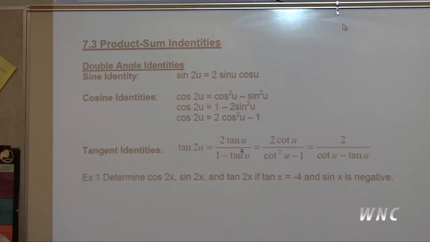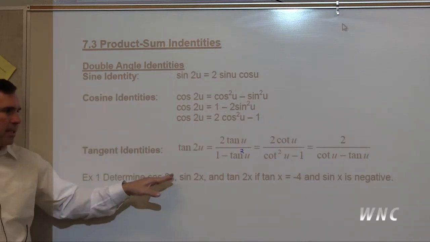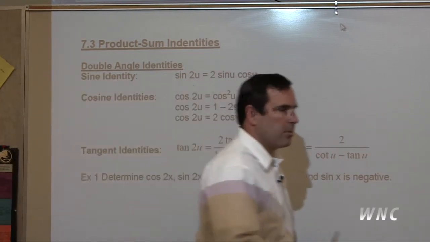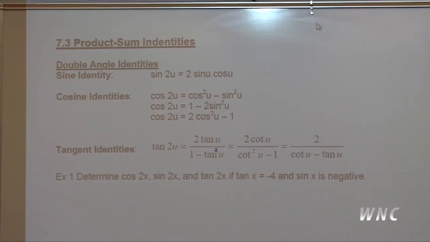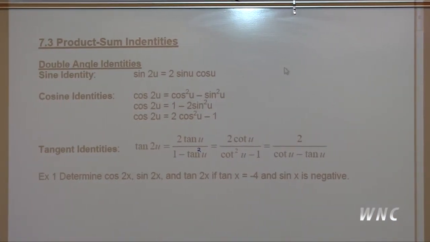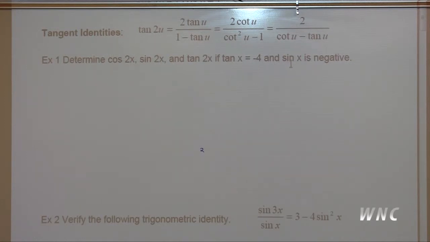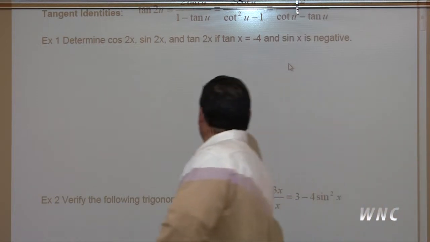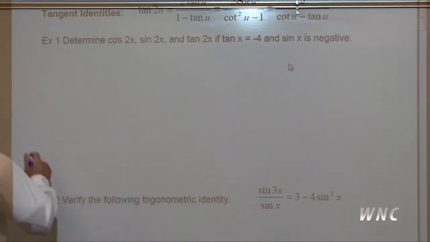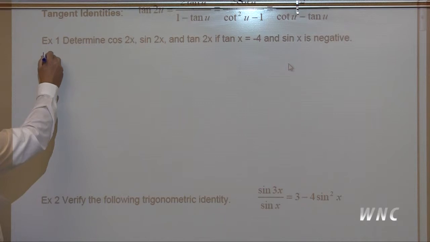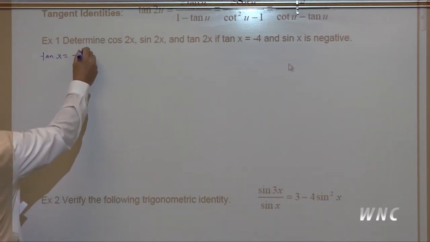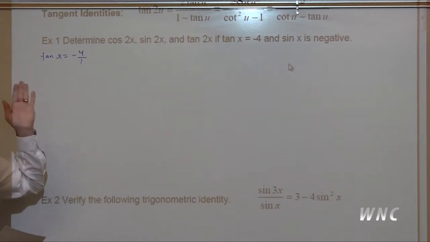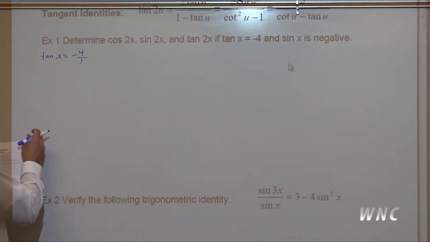Okay, so the first example here, we're going to determine cosine 2x, sine 2x, and tangent 2x if tangent of x is negative 4. So let me scroll up the screen here. So what we see here is that tangent of x equals negative 4, and we could write that as negative 4 over 1, because remember tangent is the opposite over the adjacent.